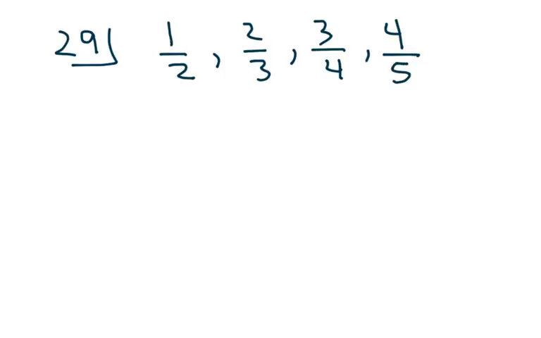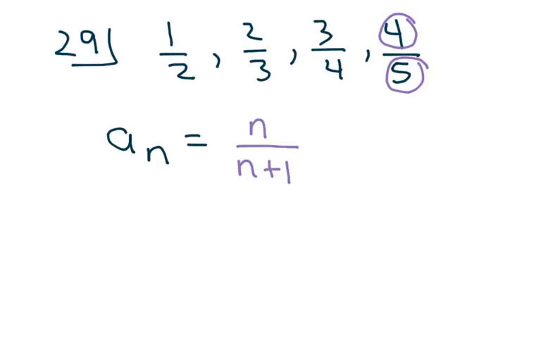Now, you're looking for the nth term, so we want a sub n. And what you notice is this term on top is just 1 less than this term here. So you can write it as n over n plus 1. Because if this is a sub 1, a sub 2, a sub 3, a sub 4, then you'll get that.